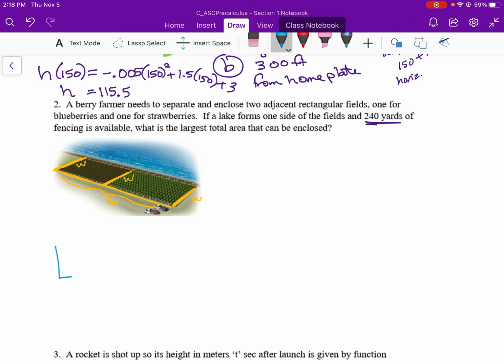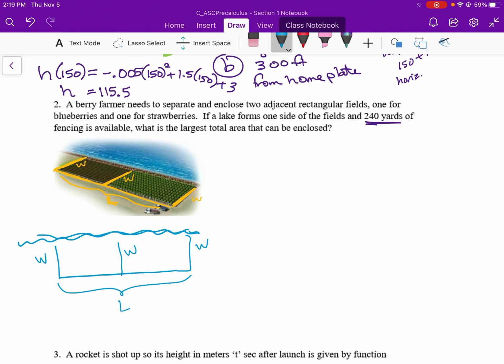So if I draw it, this side I don't worry about. That's the water side. But I want to split it here. So I have a width, a width, a width, and 1 length. So the length plus 3 widths is going to be 240. So solve for the easiest letter, and the easiest letter is L. So L equals 240 minus 3W.